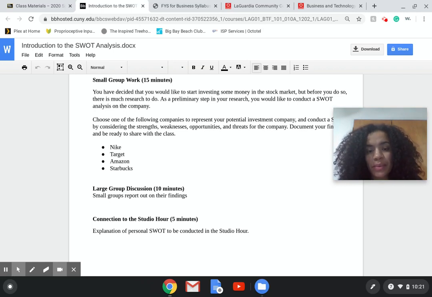Opportunities abound. There's opportunities for scholarships, there's opportunities for jobs, there's opportunities for transfer, there's opportunities for doing well in class, having good relationships with professors. So there are many opportunities available to you.